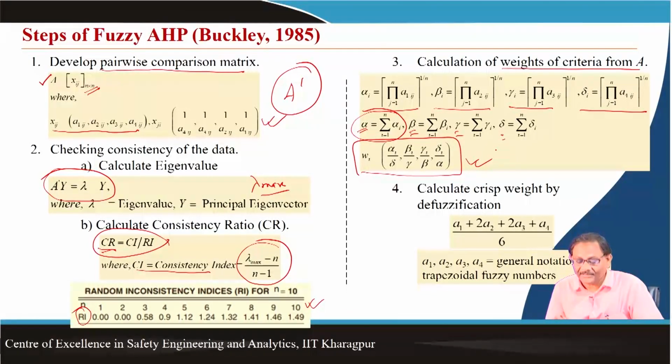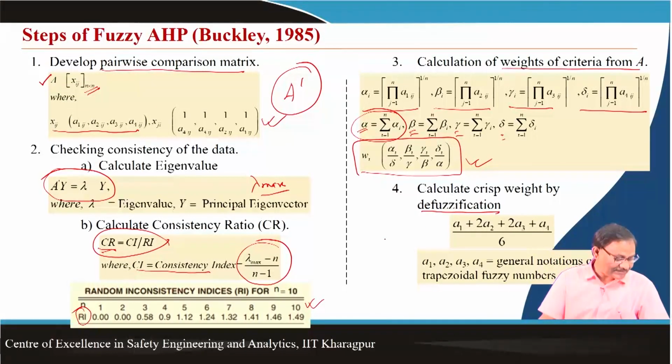Then again we are using the general formula for defuzzification. For A1 with reference to alpha, W1, you have already created W1, W2, W3, something like this. So what you do basically is use this formula again, and using this formula you defuzzify. Okay, so this is the totality of fuzzy AHP for creating the weights. What are the weights? Probability, severity, probability, consequence and detectability.